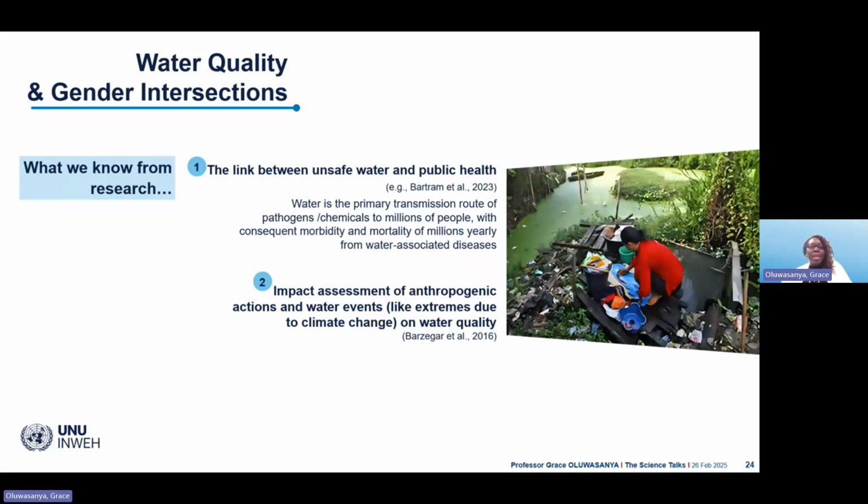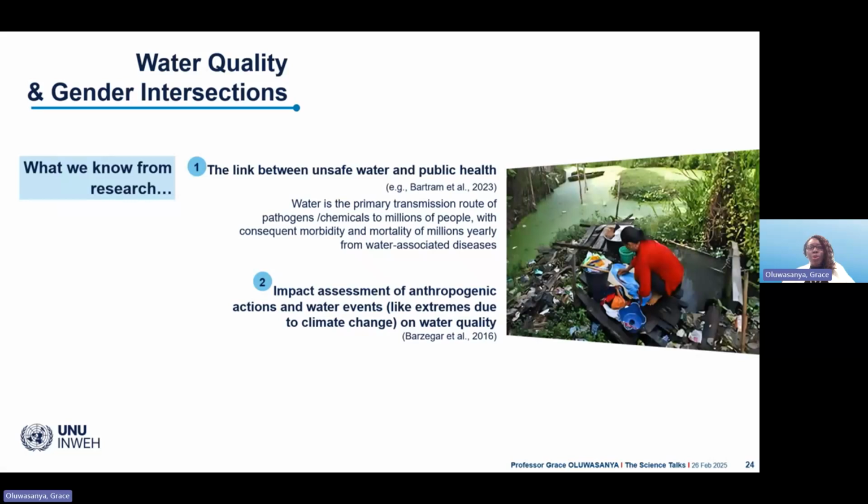The background to it is, in research, we know that there's a lot of work that's been done on the linkages between unsafe water and public health. We're all water users, so I know if you drink contaminated water, you're likely going to come down with gastrointestinal issues. This is because water has this unique quality of dissolving almost anything in its path. So this makes it the primary transmission route of pathogens or chemicals to millions of people. Of course, with consequent morbidity or mortality of millions yearly from water-associated diseases. So we have a lot of work in this regard.